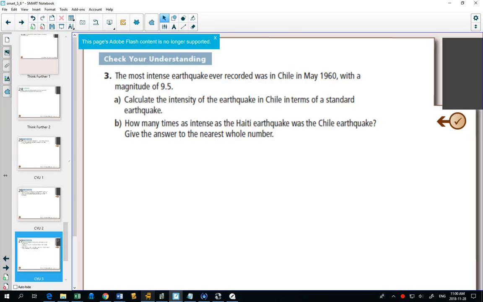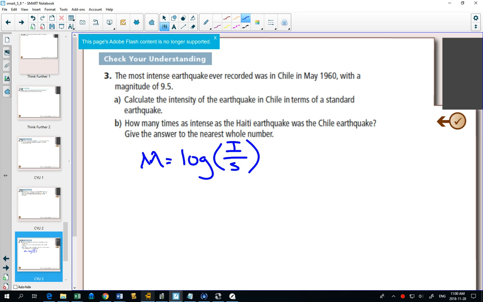The most intense earthquake ever recorded was in Chile, magnitude of 9.5. Calculate the intensity of the earthquake in Chile in terms of a standard earthquake. Now, if this were the case on an exam, you would be given this equation, or this formula. And everything would be explained where I is the intensity, M is the magnitude, and S is the intensity of a standard earthquake.